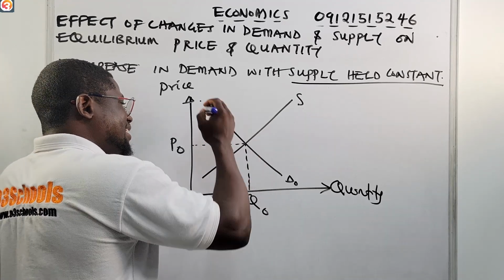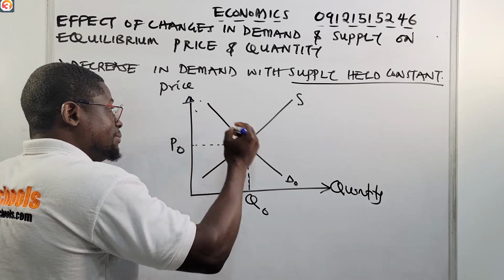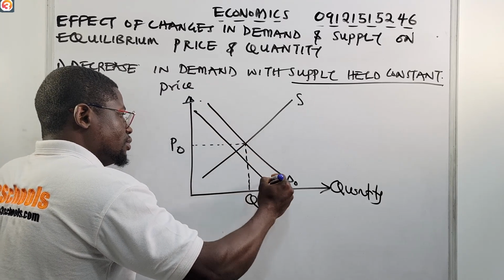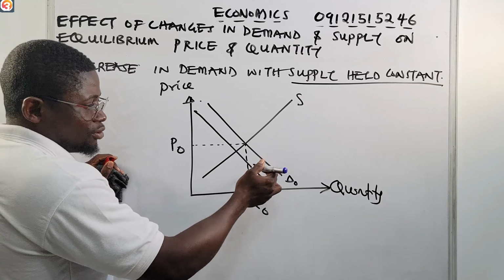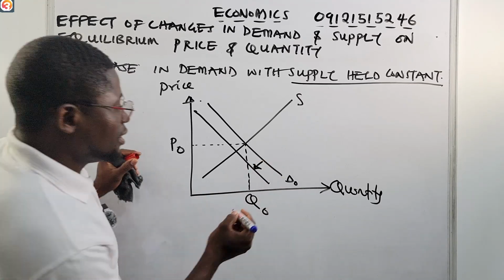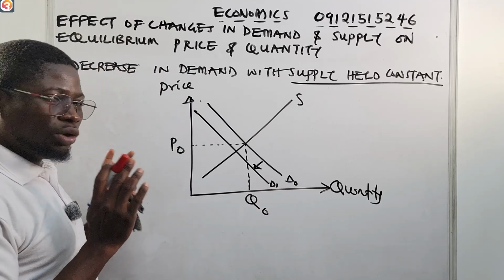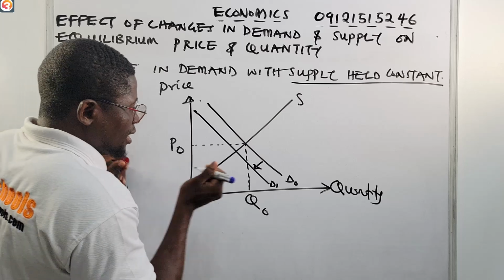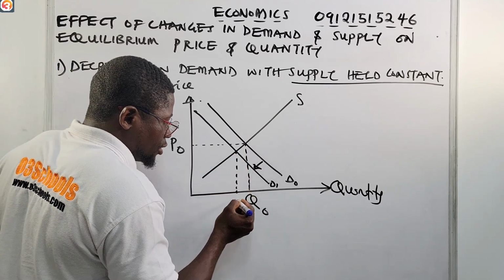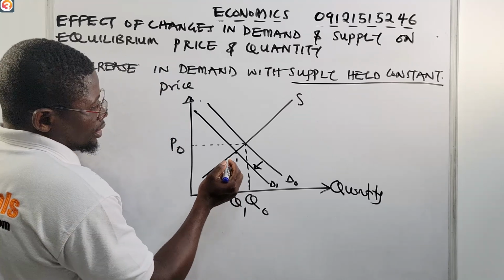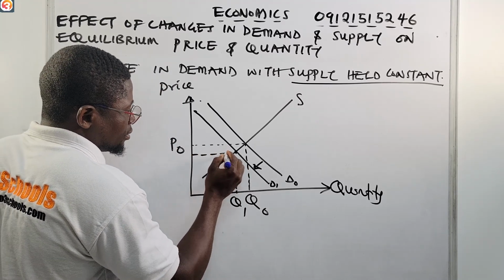So since there's a decrease in demand, our demand curve shifts to the left like this, from the right to the left. Simple as ABC. So this is our D1 now. Now we can trace our new equilibrium price and quantity. This is the new equilibrium point. Let us take it down, so we have our Q1. Then let us take it also to the price axis.